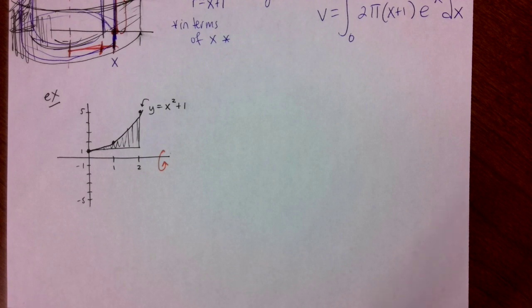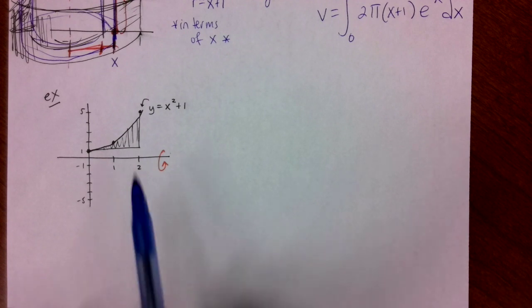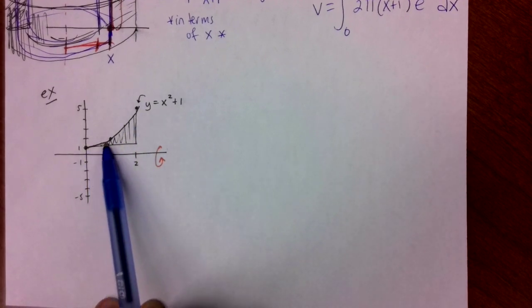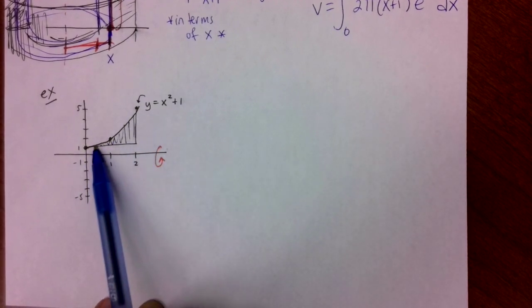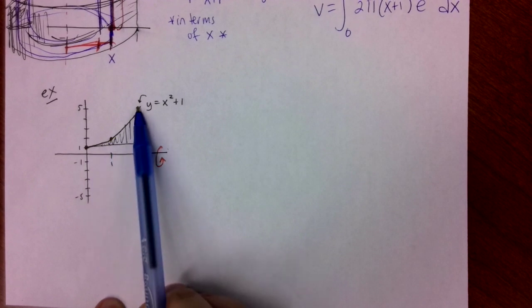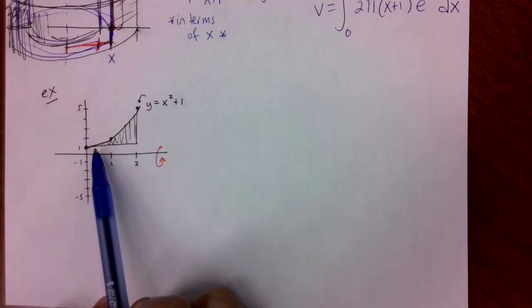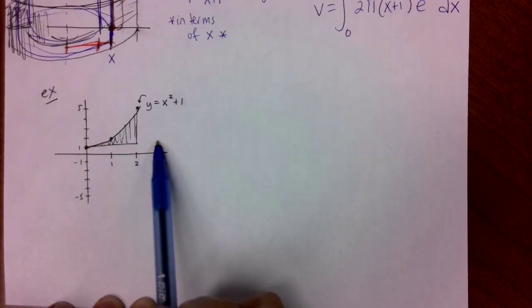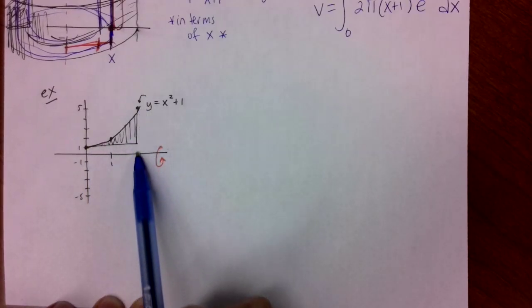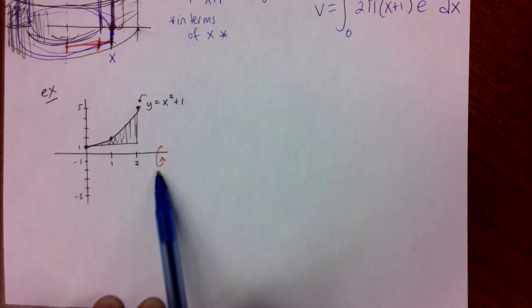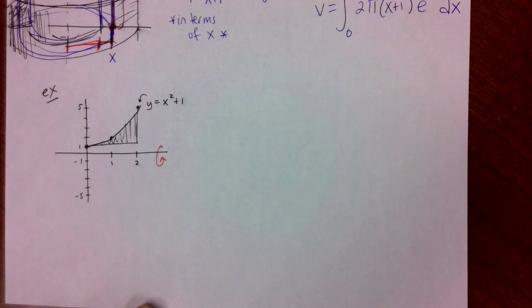We'll kind of figure it out as we go. So what we have here is a halfway decent sketch of y equals x squared plus 1. That's just this little tiny piece of parabola here. And the other two sides of our region are the line y equals 1 and the line x equals 2. So it creates this little triangular type shape here. And this red arrow is indicating that this is going to rotate about the x-axis.